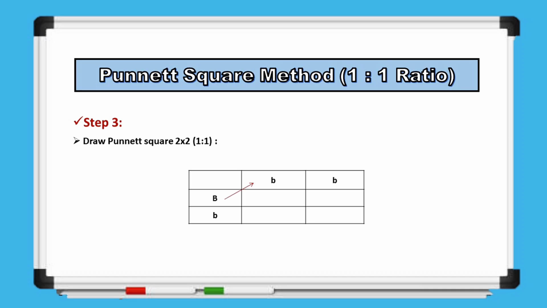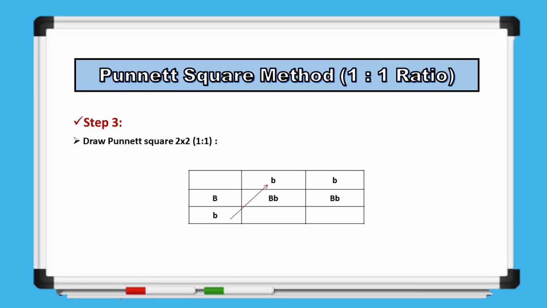The dominant allele at the side, that is capital B, combines with the recessive allele at the top, that is small b, to form heterozygous offspring represented by capital B and small b, in the first box. Similarly, again this dominant allele, capital B at the side, combines with the recessive allele at the top represented by small b, to form heterozygous offspring represented by capital B and small b, in the second box.